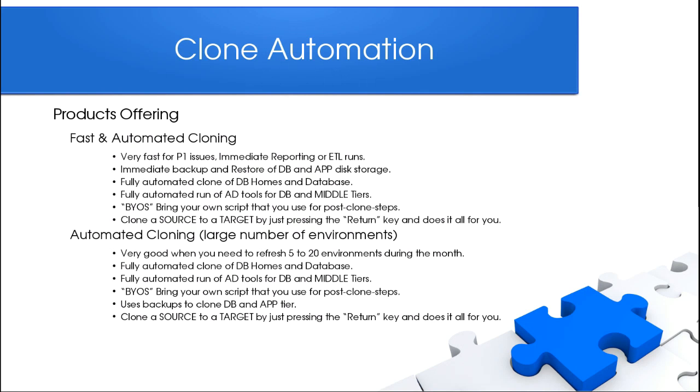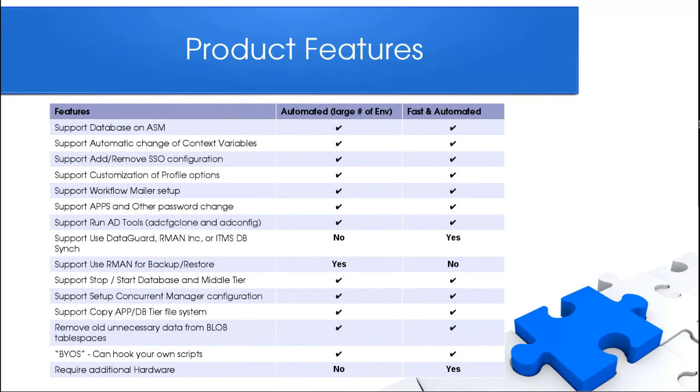The automated cloning can be used for refreshes when you have a large amount of environments. For example, if you got 20 environments to refresh during the month, this can be a tedious task. Here are some of the features. The main difference between the automated and fast is that the automated requires additional hardware and that the source system requires to be in sync with some method, for example DataGuard.